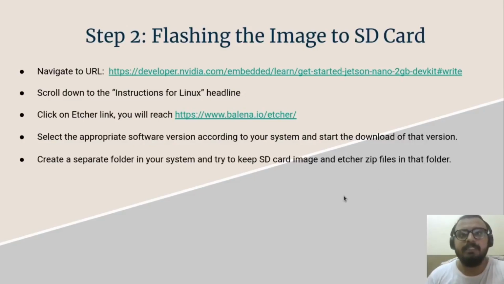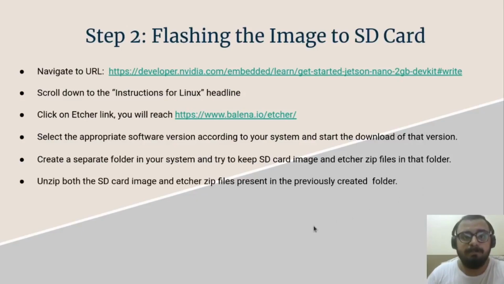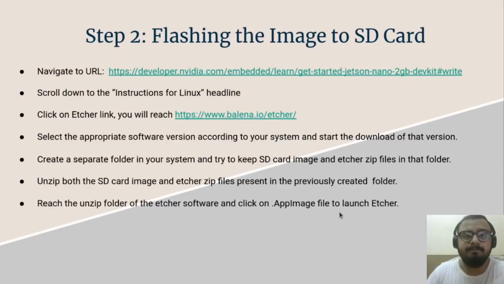Once that version is downloaded, you have to create a separate folder in your system and keep the SD card image and the Etcher zip file in that folder. Then you have to unzip both the SD card image and the Etcher zip file present in the previously created folder. Then you have to reach the unzipped folder of the Etcher software and click on the .AppImage file to launch Etcher.